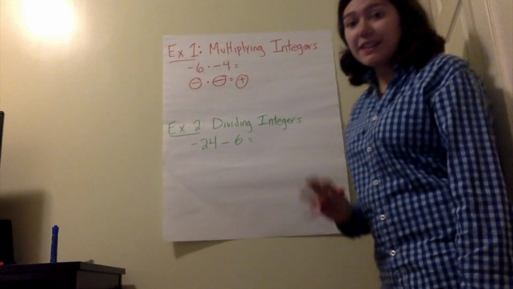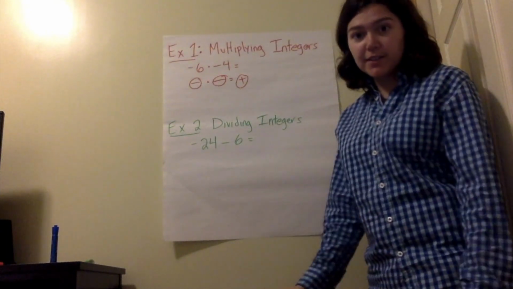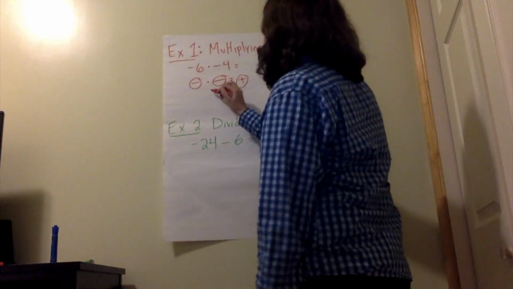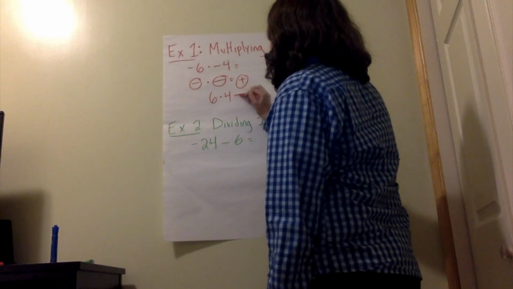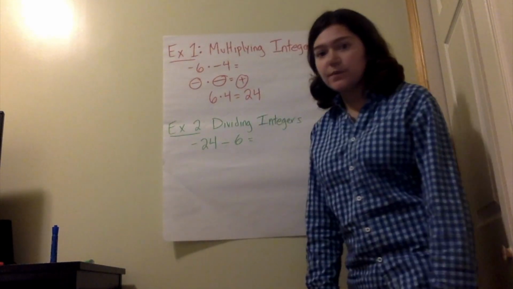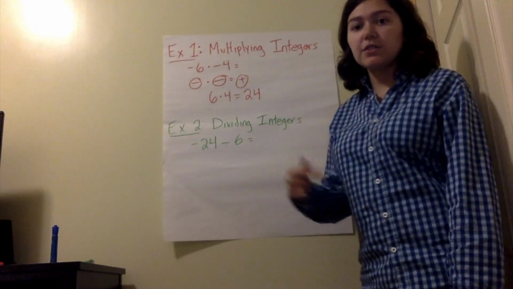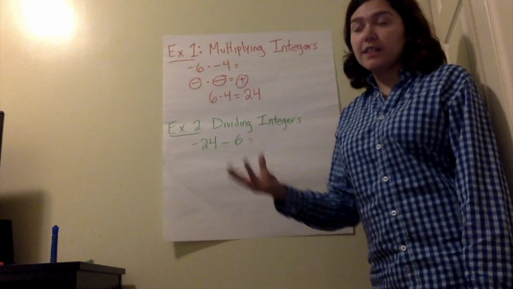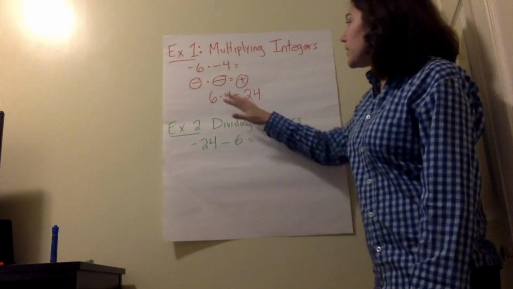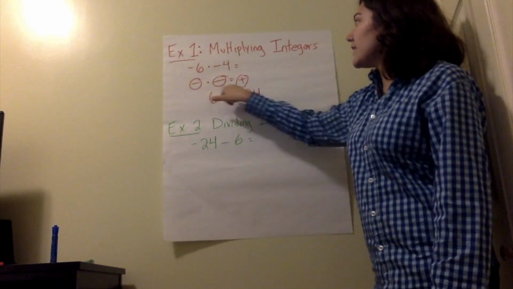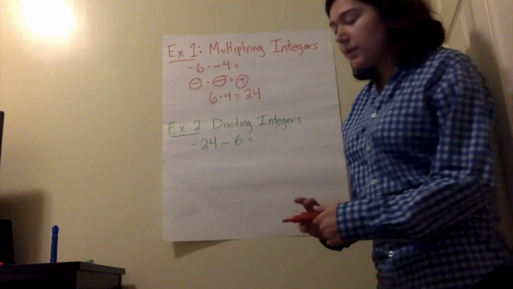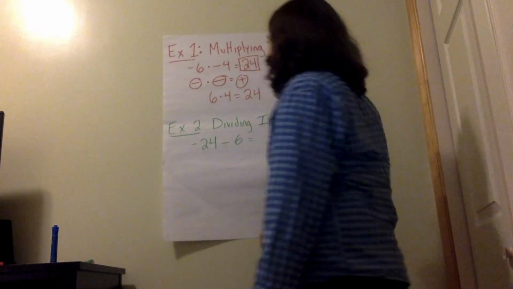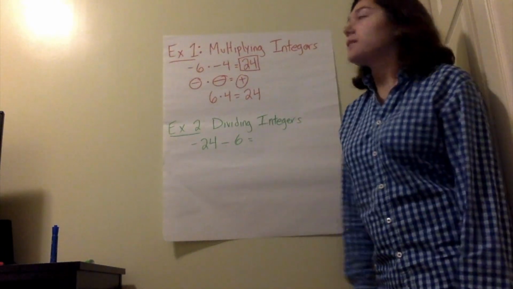So then we cannot worry about the signs anymore. We know our answer is going to be positive, and we just multiply the absolute values of the numbers. So we just multiply 6 times 4. 6 times 4 is 24. We can count up 6, 12, 18, 24. Or the other way, 4, 8, 12, 16, 20, 24. So 6 times 4 is 24. And since our answer is going to be positive, since we have two negatives, our final answer is going to be positive 24. So even though we have two negatives, we get a positive.